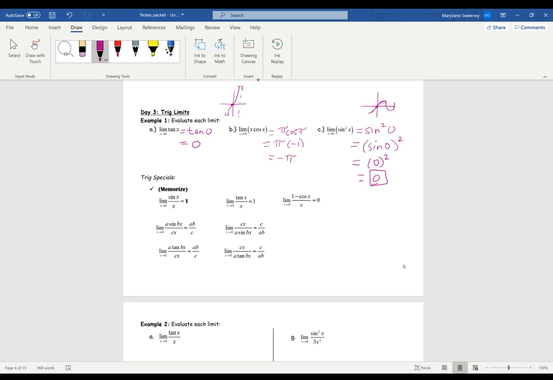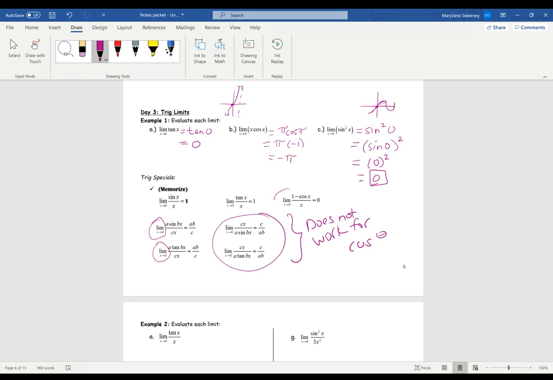If it's the limit as x approaches 0 of sine or tan, the next two right here are just showing that the reciprocals work. So if it's a limit as x approaches 0 of cx over a sine bx, c over ab, same thing for tan. Does not work for cos. Okay, and we'll see why in a minute.